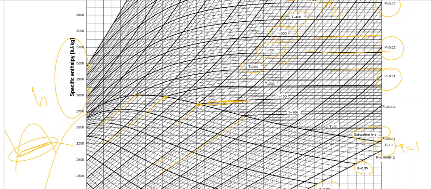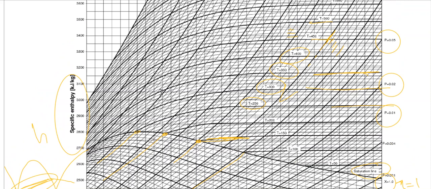And yes, you can find different Mollier diagrams as well. You can find the specific volume lines in different Mollier diagrams. In this particular Mollier diagram which I've shown you over here, there isn't any specific volume line, but yes, you can find a Mollier diagram with the specific volume lines as well.